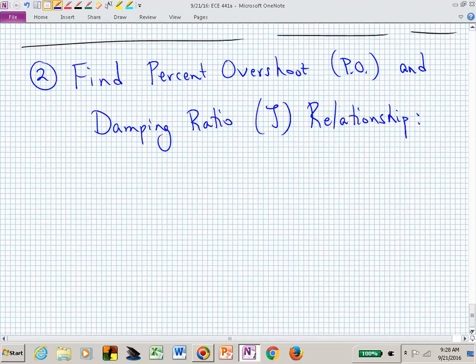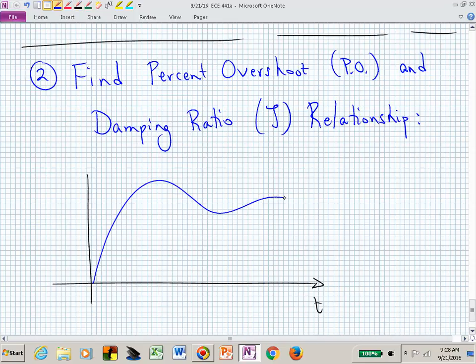Let's return to our picture. Here's time, and this is the time domain. Let's say that we now have this plot of y bar. And what did we already determine this is?